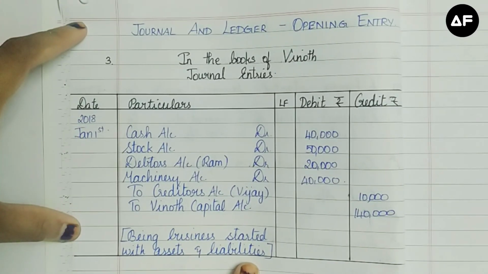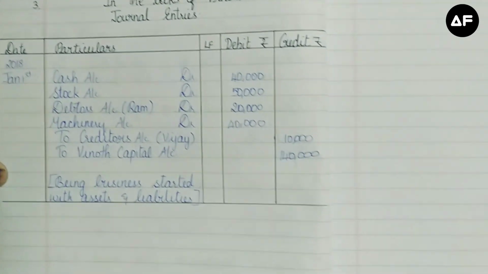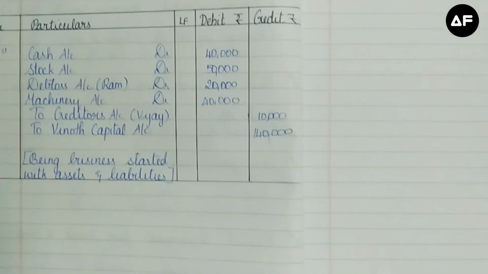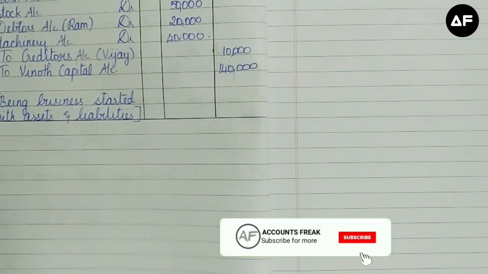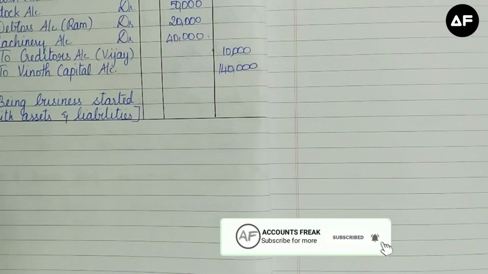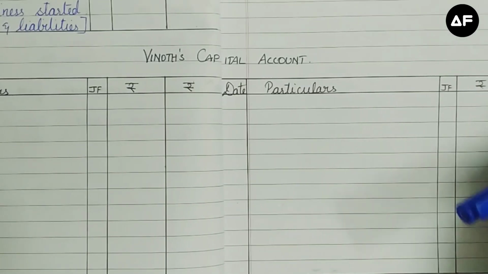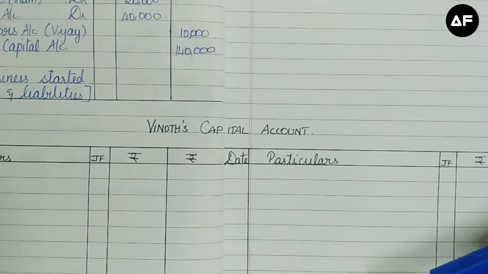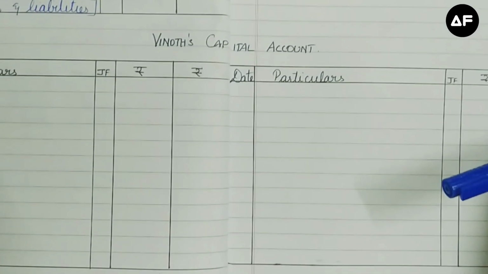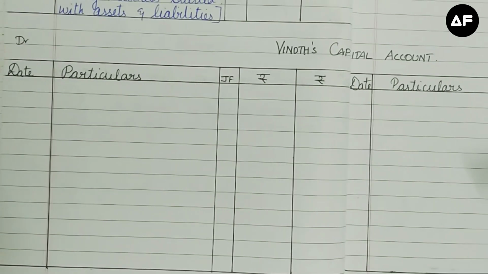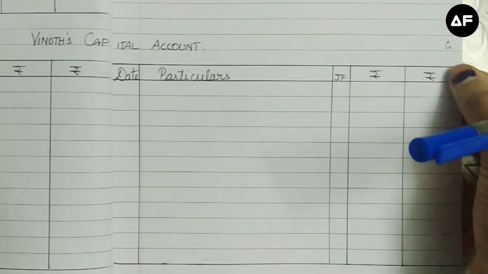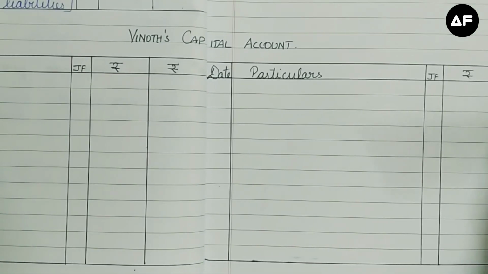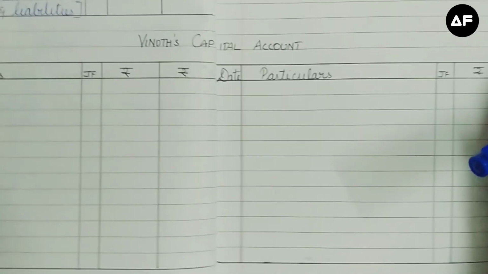Now we have to open Vinod's capital account. Since I've taken a double page over here, I need not waste this. I can use this space over here to start Vinod's capital account. Let's start off with Vinod's capital account. So I have Vinod's capital account over here, right beneath the journal entries which we finished. I've divided the page into 2, the left hand side being debit and the right hand side being credit, and the date, particulars, journal folio, and the amount column are also written.